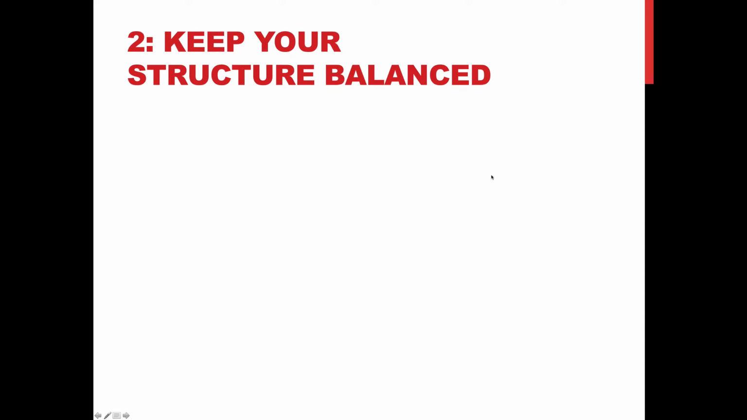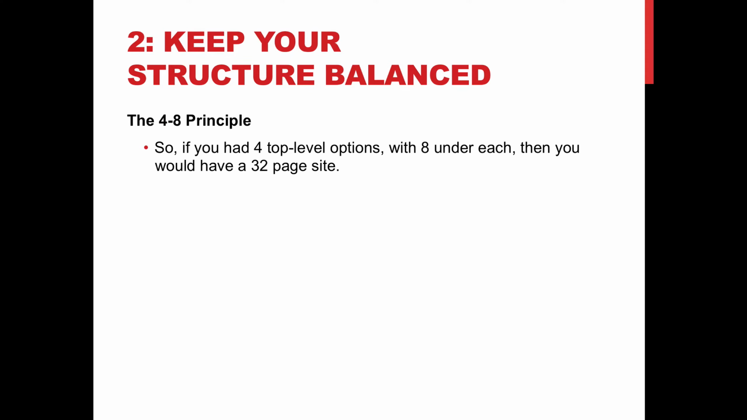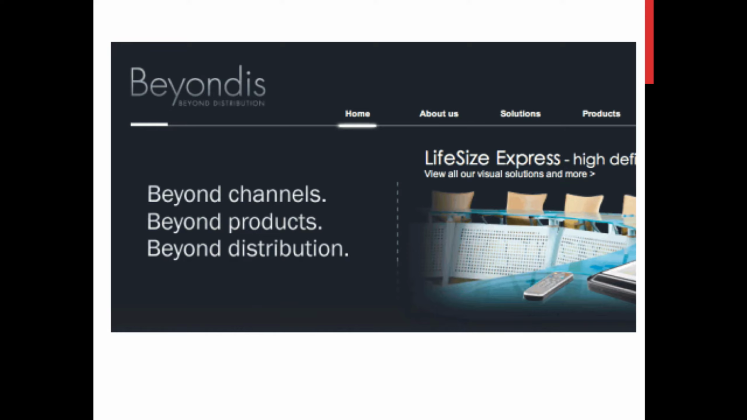Okay, number 2, keep your structure as balanced as possible. I use what's called the 4-8 principle. If you had 4 top-level options with 8 under each of those options, then you would have a 32-page site. And I'm going to show you what I mean by 4 top-level options here in just a second. On this site, you have 4 top links, right? So 1, 2, 3, 4.